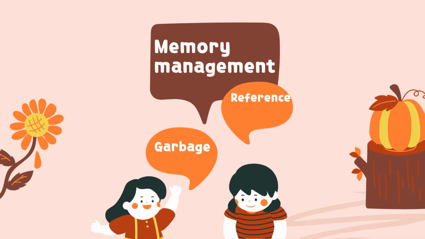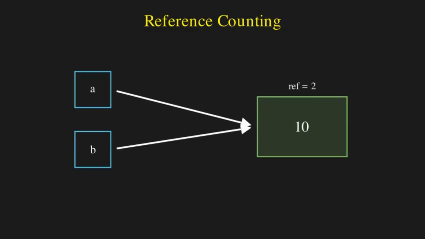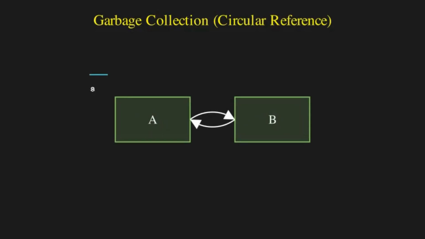Next, we will learn how memory works. The computer needs to clean unused things from memory. It does this using two methods. Reference counting. That means counting how many variables are using something. Garbage collection means removing unused things automatically. These two are different, and we will understand how.